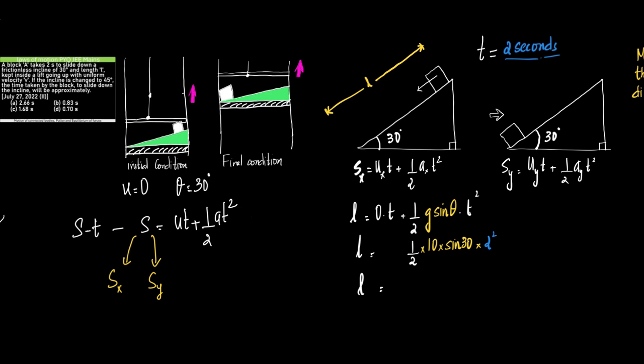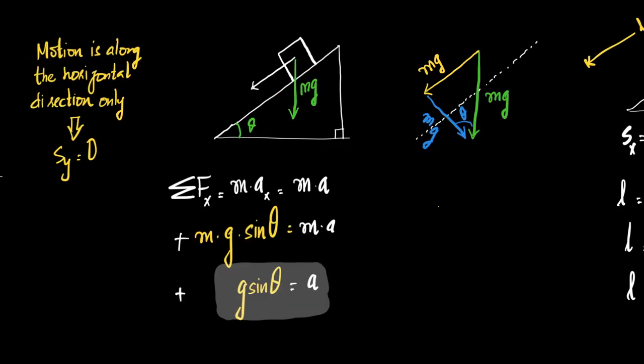Now, we're not interested in Sy here. Why? Because there is no net displacement in the y direction. There is only displacement in the x direction. In the x direction, we know that the initial velocity is zero. Therefore, ux into t becomes zero. Half into ax into t square. Now, what is ax? Ax is g sine theta. How is it g sine theta? Maybe we'll derive that as well. So, since the motion is along the x direction only, we can say that Sy is equal to zero.